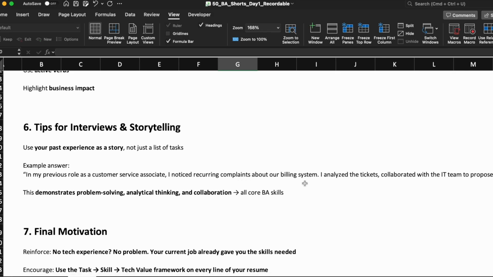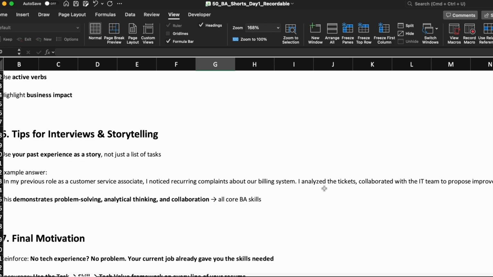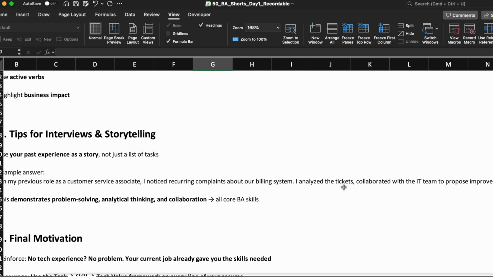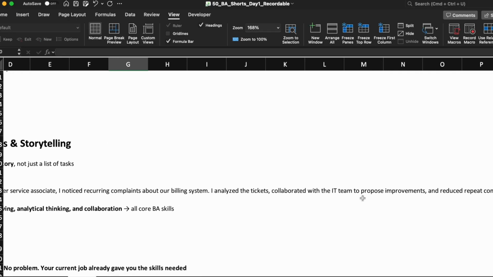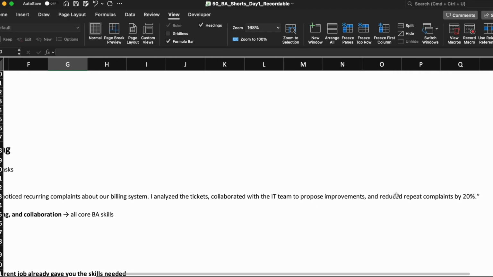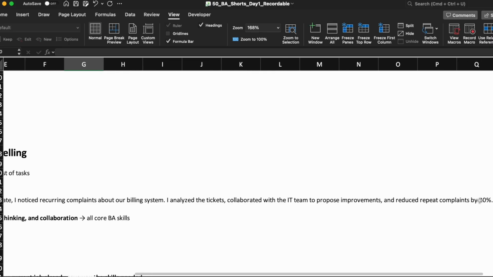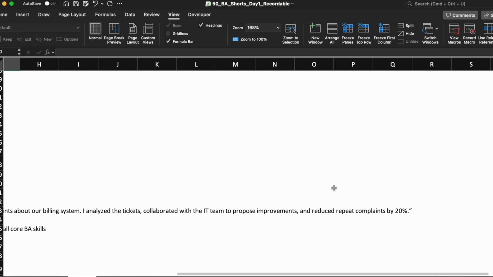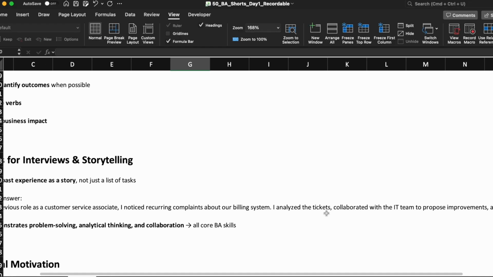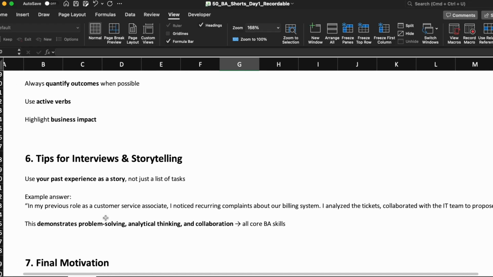What you did: I analyzed the tickets, right? That's what you did. That's the issue. You collaborated with the IT team to propose improvements and reduce repeat complaints by 20%. This is what I was talking about right here. So if you have the percentage or number, right? It's a day-to-day response. You didn't build anything here, right?